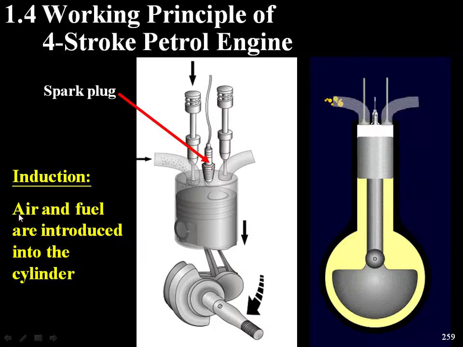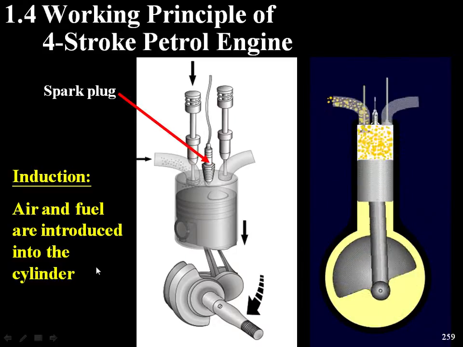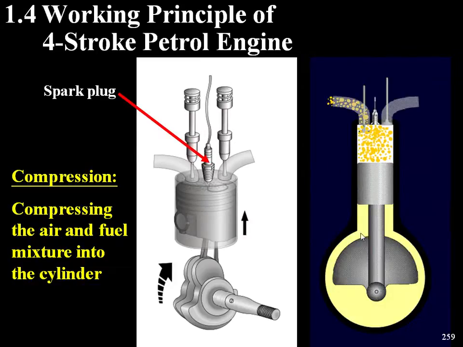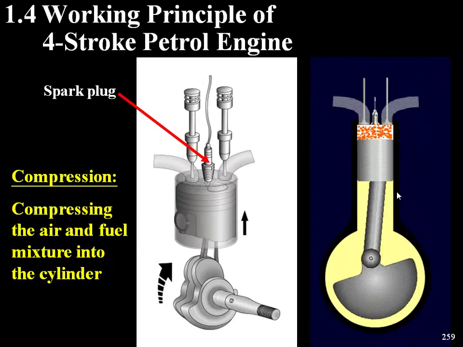Here is the working principle of a 4-stroke petrol engine. The diagram shows induction, in which the piston pulls down and air and fuel are introduced into the cylinder. Second step, compression. The air and fuel mixture is compressed in the cylinder, so you can see the piston push up.